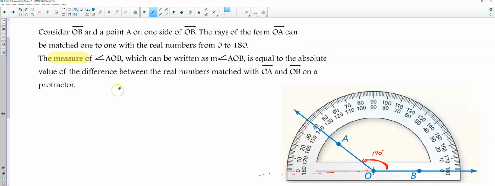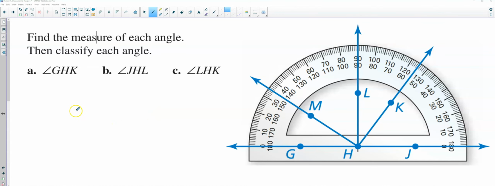Now, we're going to be able to use this protractor postulate later on, as we're going to be tested on the different ways to do it. I will give you examples on how to do that. Okay, here are examples. Find the measure of each angle, then classify each angle.